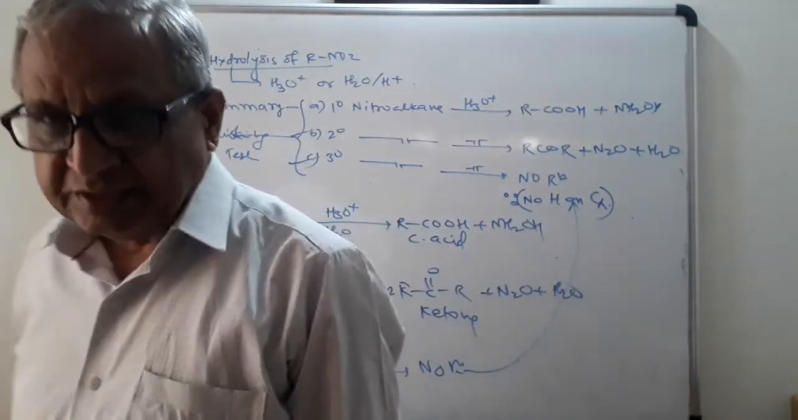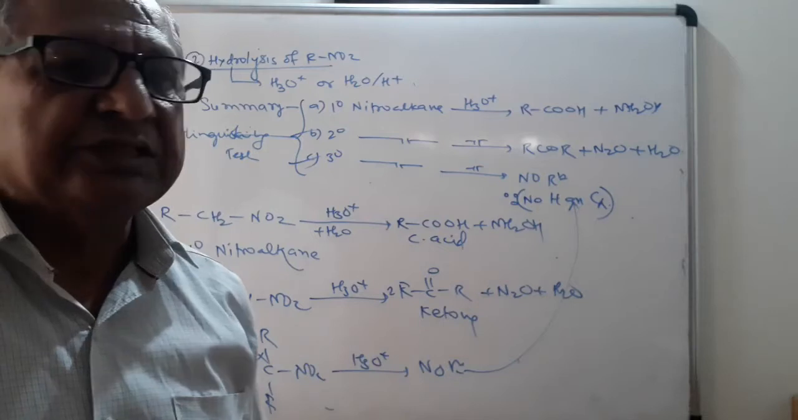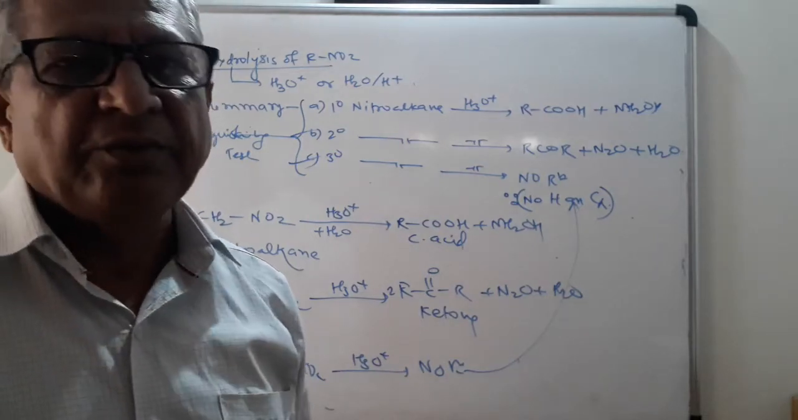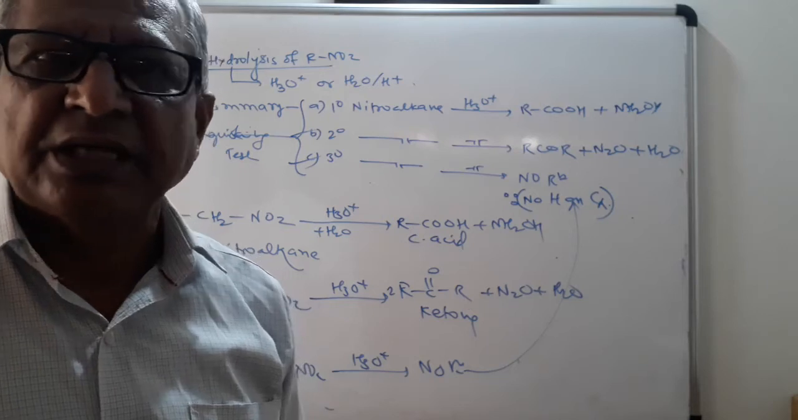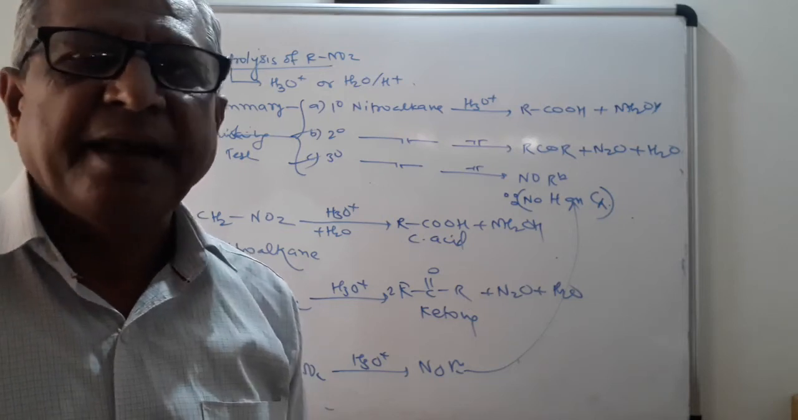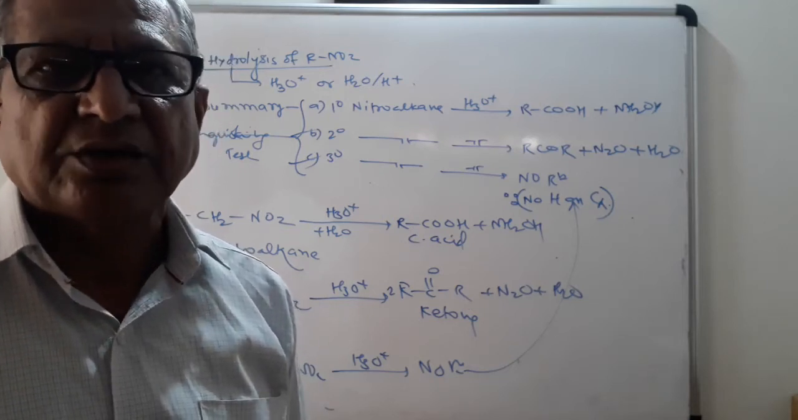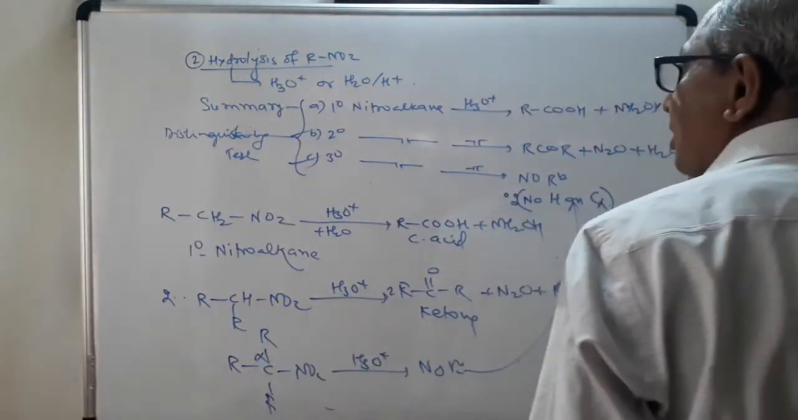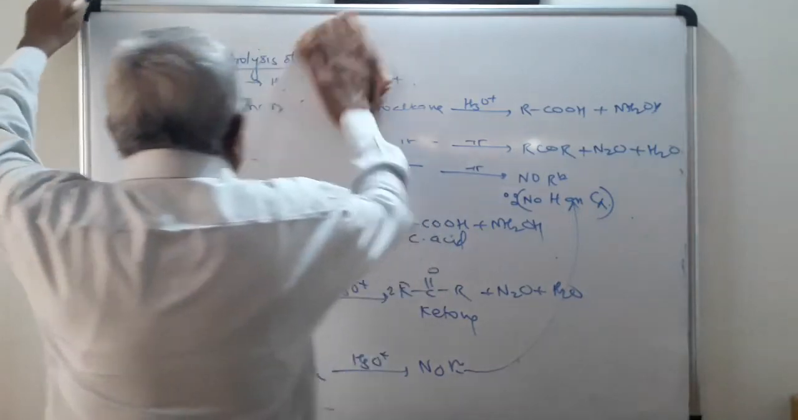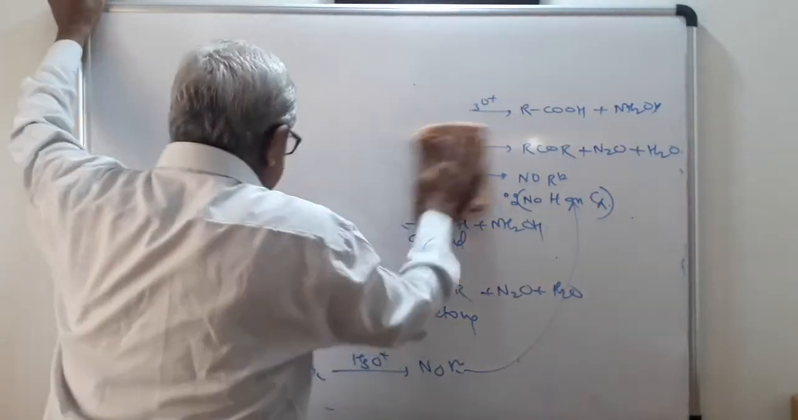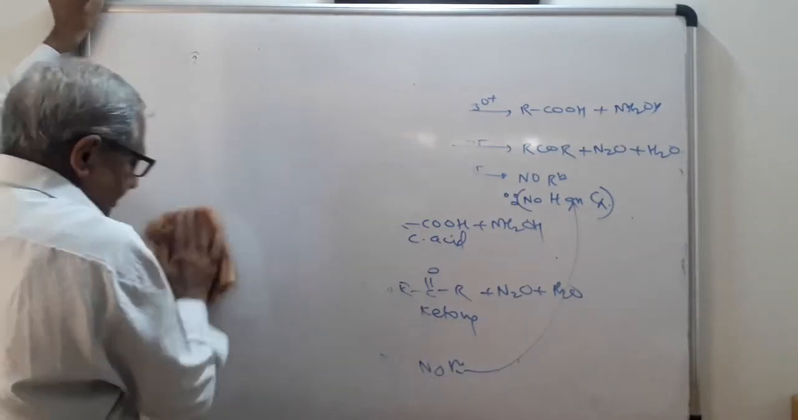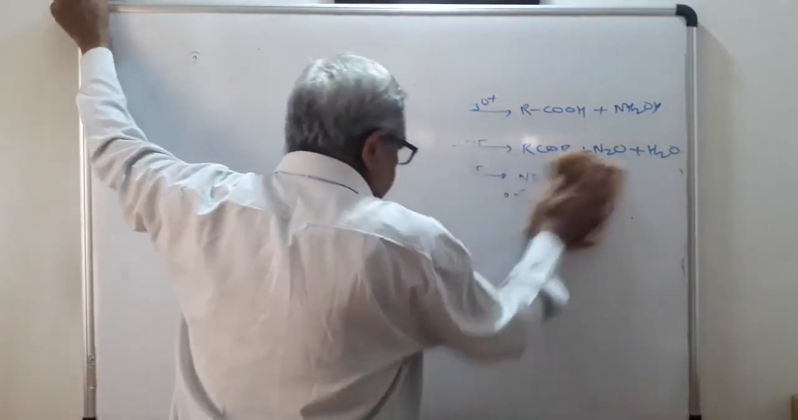Then the next reaction is the Nef carbonyl synthesis. It is very important. Before the Nef carbonyl synthesis, I will explain the tautomerism in nitro compounds, because the Nef carbonyl synthesis is based on the tautomerism. So give the title, tautomerism in nitro compounds.